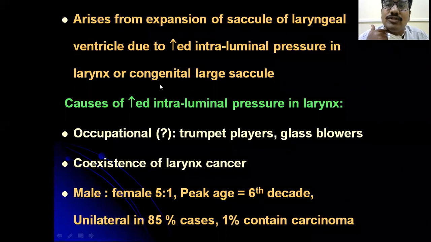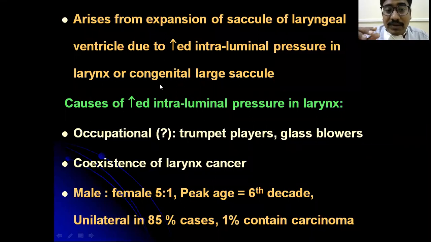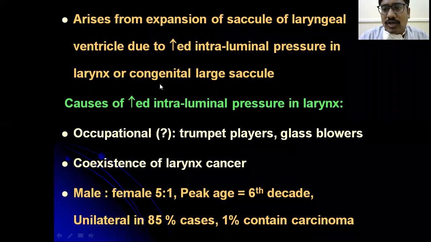Why do we get the laryngocele? Because in aged people, in old age, there is weakness in the larynx, and this weakness will cause outpouching of the laryngocele. Not only that, trumpet blowers create more pressure in the larynx. Intralaryngeal pressure will increase in trumpeters. This increased intralaryngeal pressure will cause outpouching of the saccule or ventricle from the larynx, causing a swelling in the neck, which is called a laryngocele.